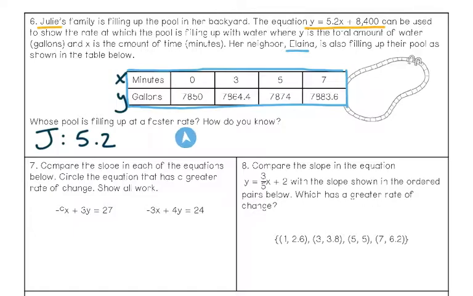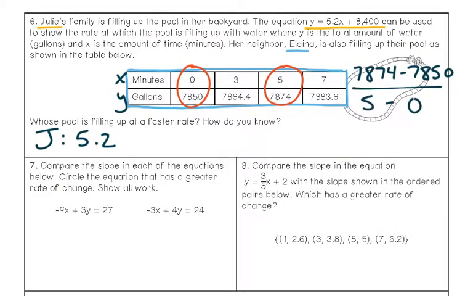We're comparing their rates. So we need to determine the rate of change from Elena's table. How can we determine the slope from a table? We need to use our slope formula. So we're going to do y minus y over the corresponding x minus x. Now you should be able to determine Elena's rate of change, and you can decide whose pool is filling up at a faster rate. Go ahead and do that now, and then press play when you're ready to check.